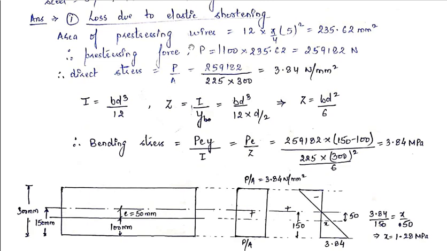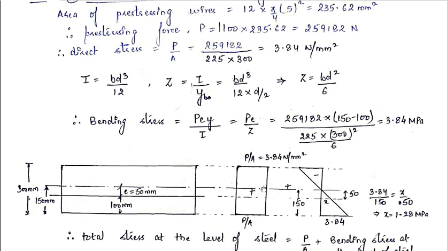Now, we know that in the formula of elastic shortening, we have m into fc. So m is your modular ratio and fc is the value of stress in concrete at the level of steel. So this is the level of steel. Whatever the concrete is lying at this level, we have to find out the stress in the concrete at this level. Now we know that whenever a pre-tension force is applied on a concrete, two types of stresses are produced. One is your direct stress and the other is your bending stress.